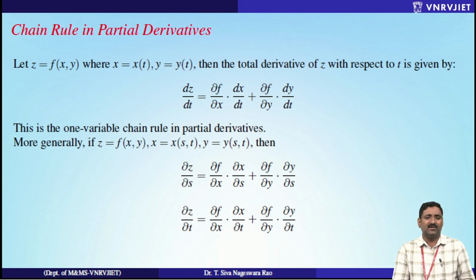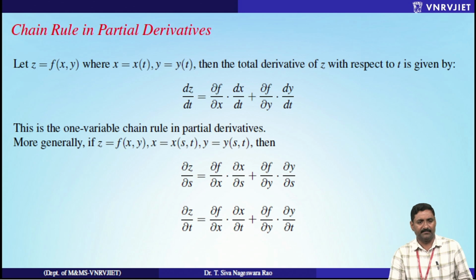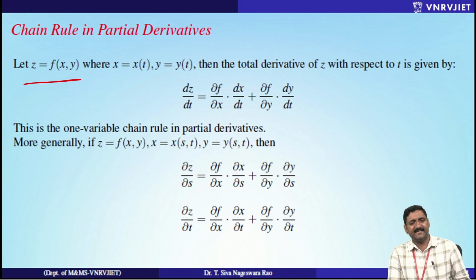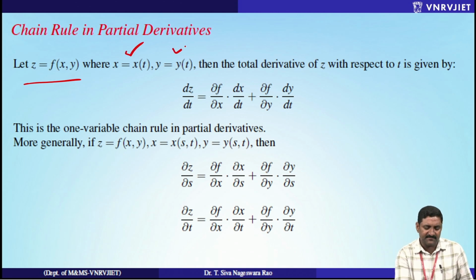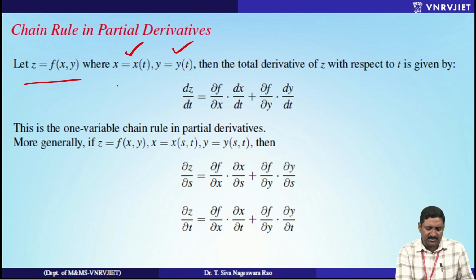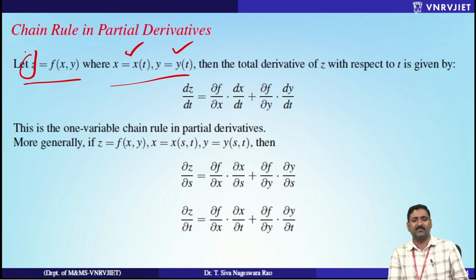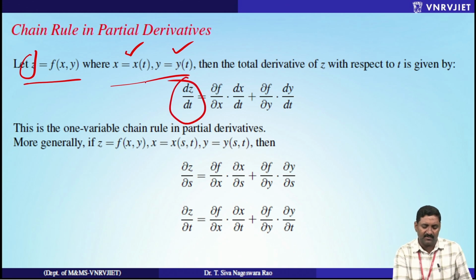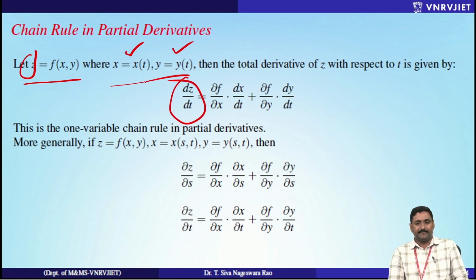Next, I will discuss the chain rule in partial derivatives, similar to the total derivative. Let z is equal to f of x comma y be a function where x is a function involving a single variable t, and y is a function involving a single variable t. If you observe these two, then I can say the variable z depends on t only. Therefore, I can talk about dz by dt.